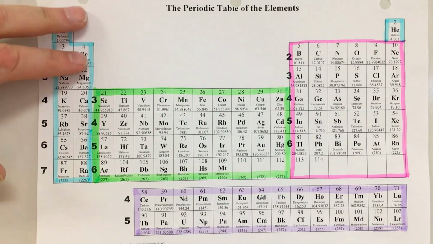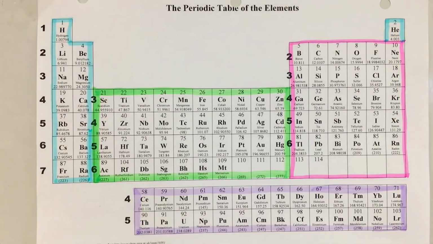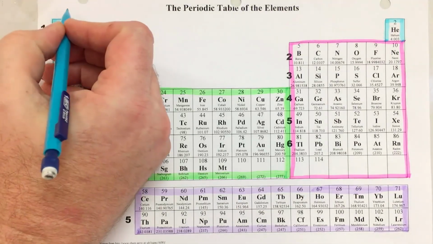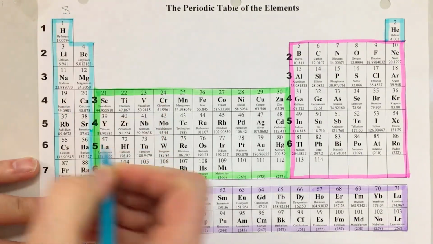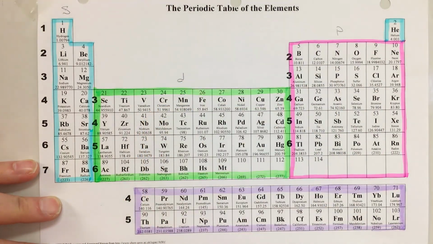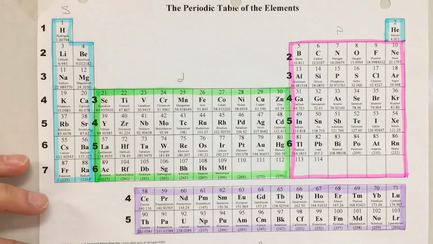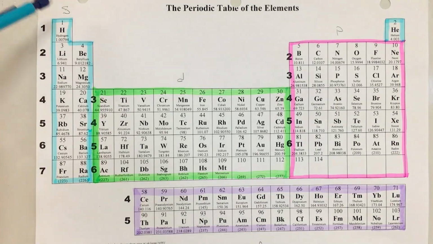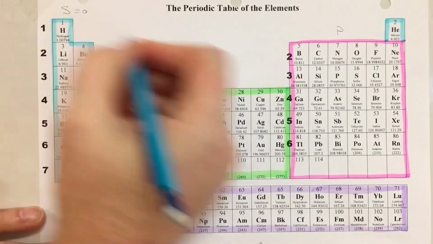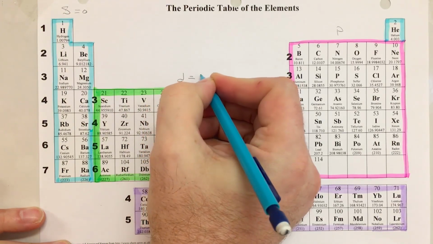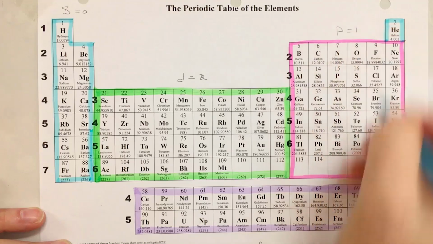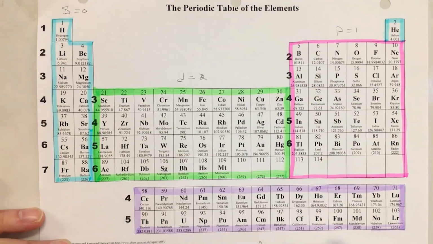So the shape of the orbital is either going to be S, P, D, or F. And if we take a look at our periodic table, this is our S block, this is our P block, this is our D block, and this is our F block down here. Each of these corresponds to a number. 0 corresponds to S, 1 corresponds to P, 2 corresponds to D, and 3 corresponds to F.